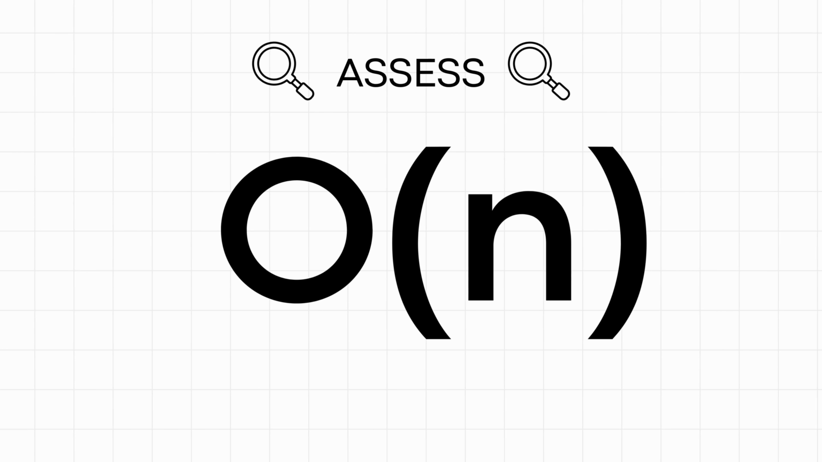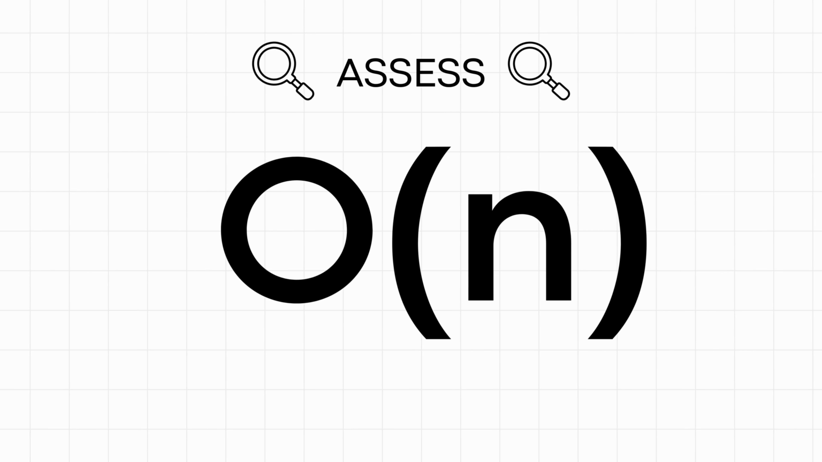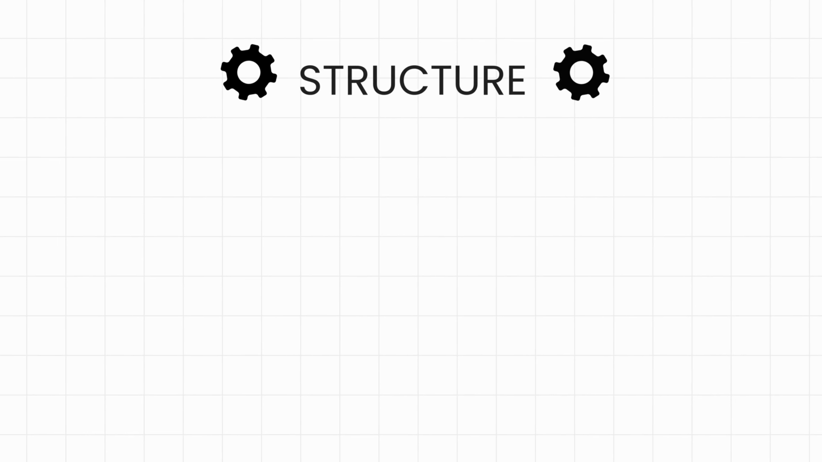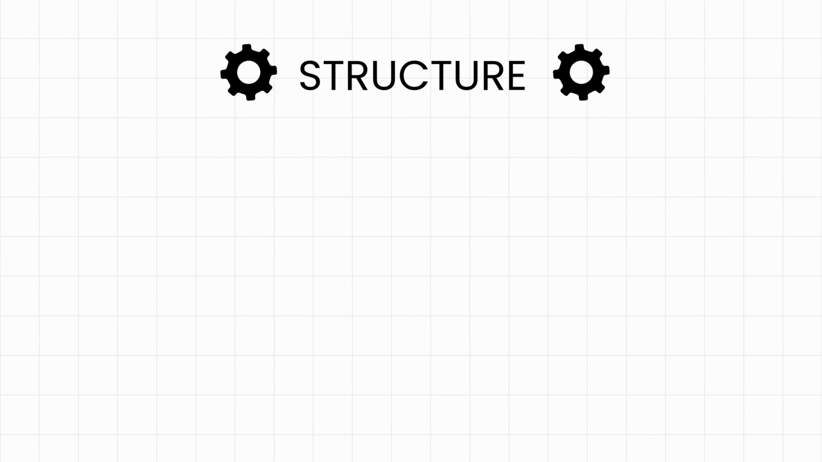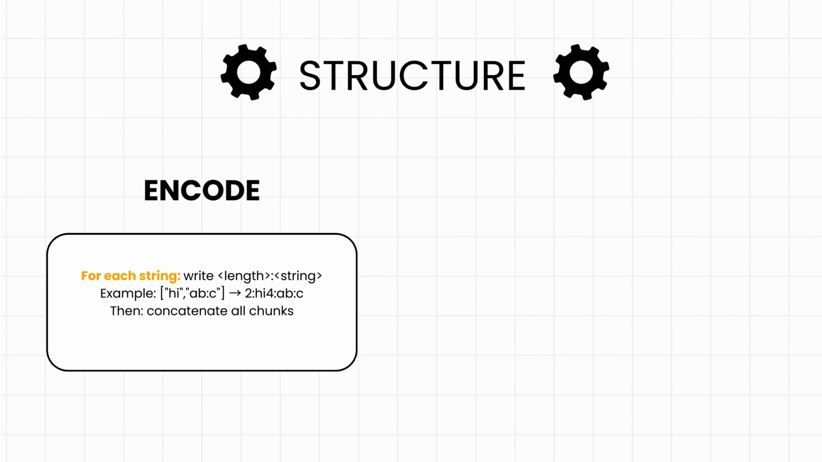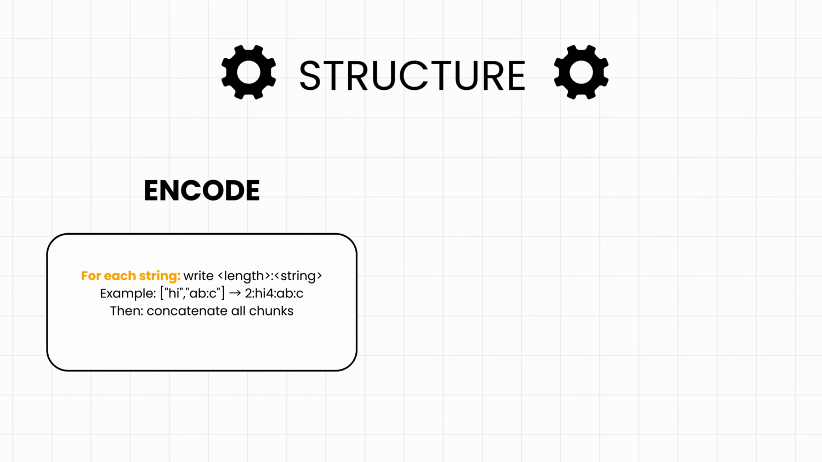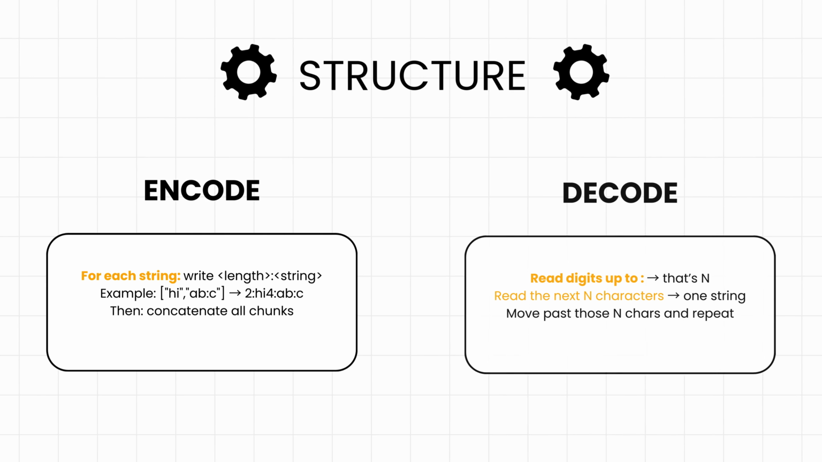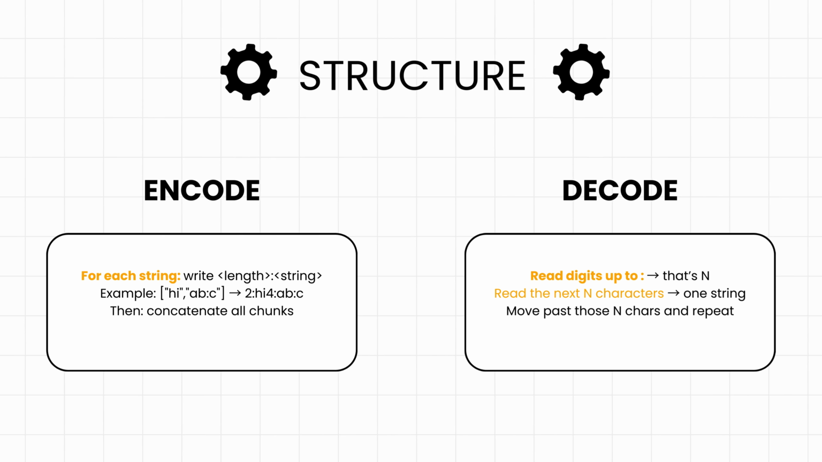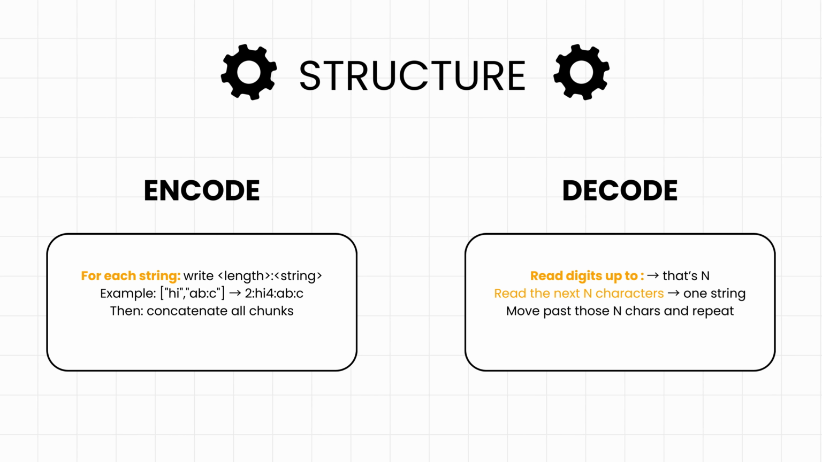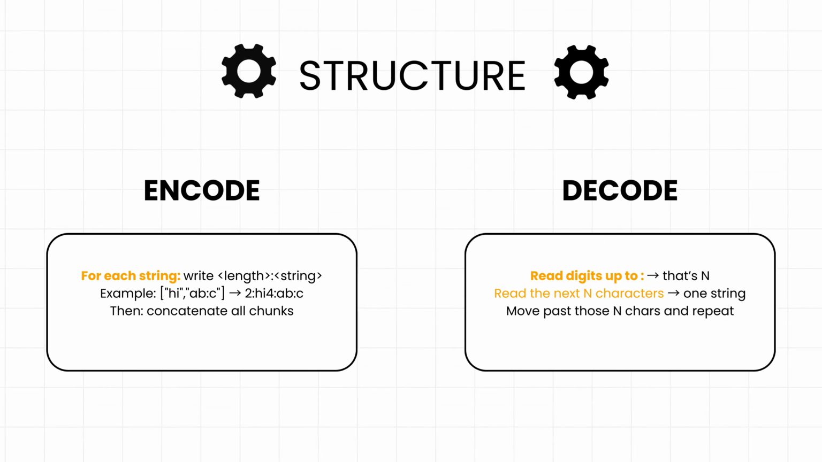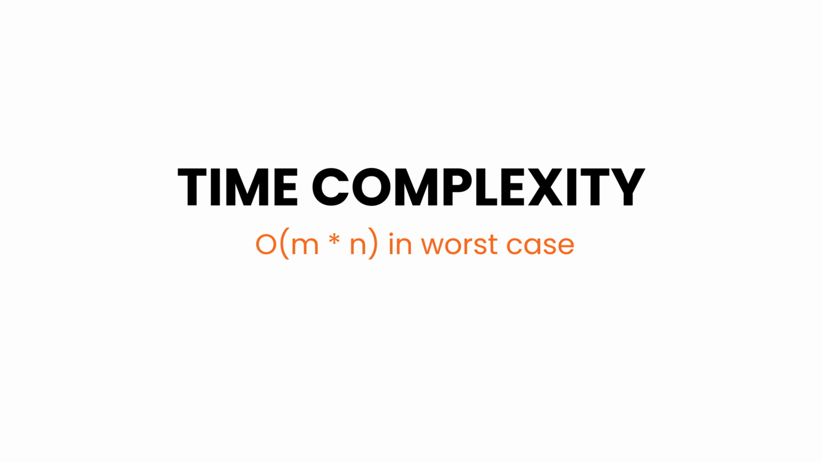Our plan. Encode: for each string, write its length, then a special separator, for example a colon, then the string itself. Concatenate all of these together. Decode: read the encoded string from left to right. For each chunk, read the number up to the separator. That number tells you how many characters to read for the next string. Skip to the next section and repeat until you finish the string. Think step by step. Let's walk through.